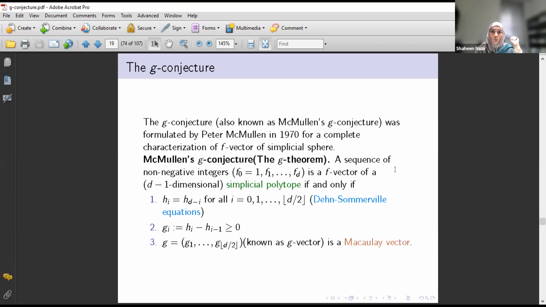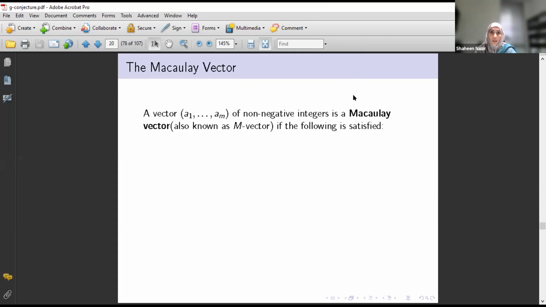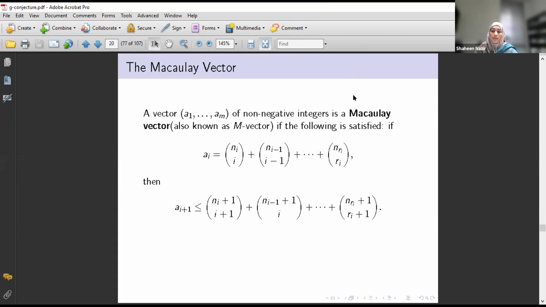Okay, what is a Macaulay vector? That is important here. A Macaulay vector again consists of non-negative integers, and it is also known as an M vector. We will call it an M vector if it satisfies a certain condition. We have this expression: if a_i can be written in a certain expression where the n_i form a strictly decreasing sequence, then a_{i+1} is less than or equal to a certain formulation of numbers, because we know that every integer has this unique representation. If it satisfies this condition, then we say that this is an M vector.